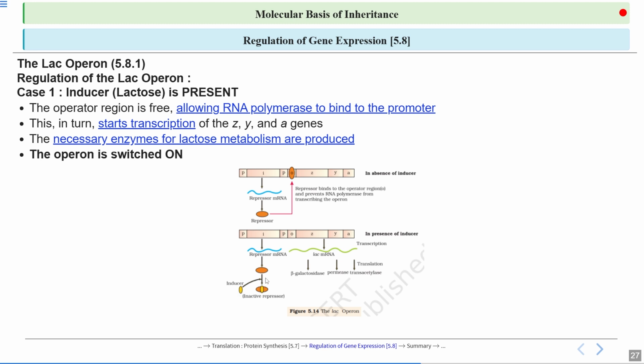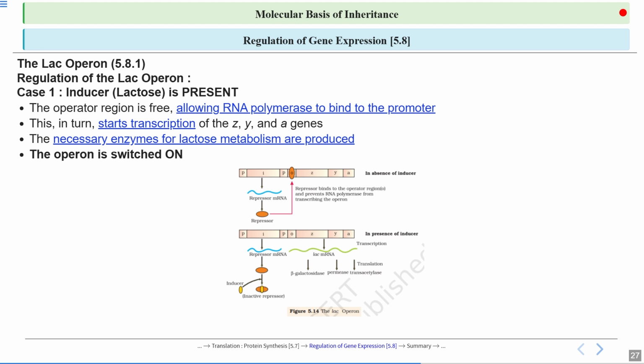This will go and bind to the repressor. Now there will be some conformational changes and the repressor will become inactive. Because this repressor is inactive, it cannot bind to the operator. Because it cannot bind to the operator, the promoter is free to allow binding of RNA polymerase. Once the promoter binds with the RNA polymerase, transcription will start.